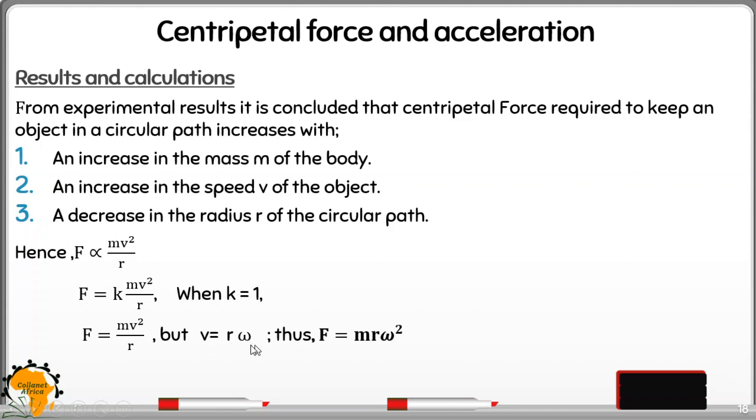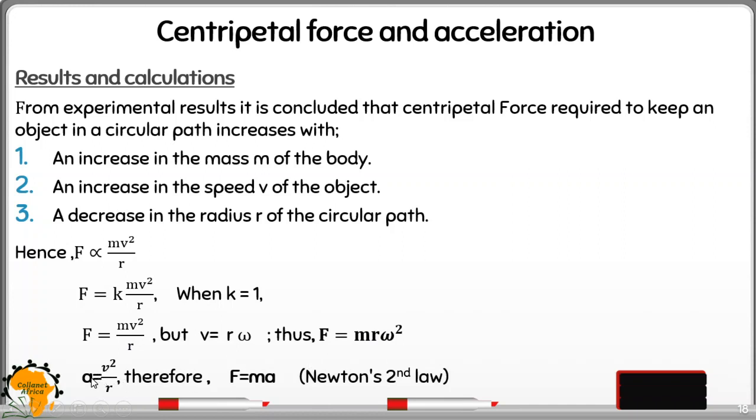But from our previous derivation, we have seen that v is equal to r omega. So where we have v in this formula, we put r omega. And as you can see, our v is squared, so you are going to get r squared omega squared. But we have r in the denominator. Therefore, one r will cancel out. So you are left with F equals m r omega squared.